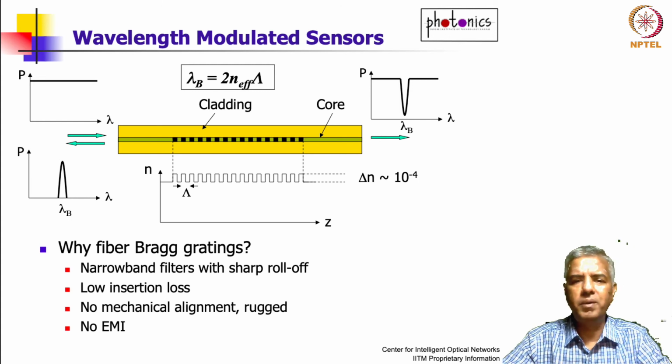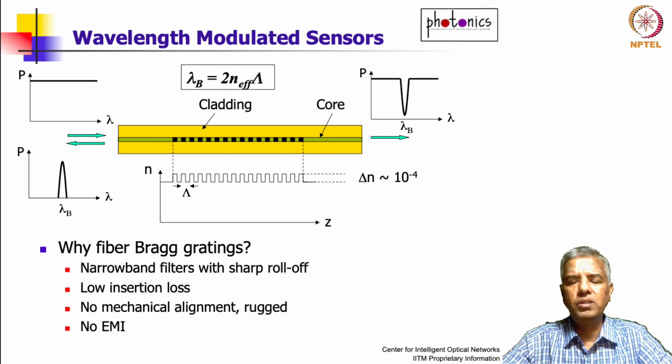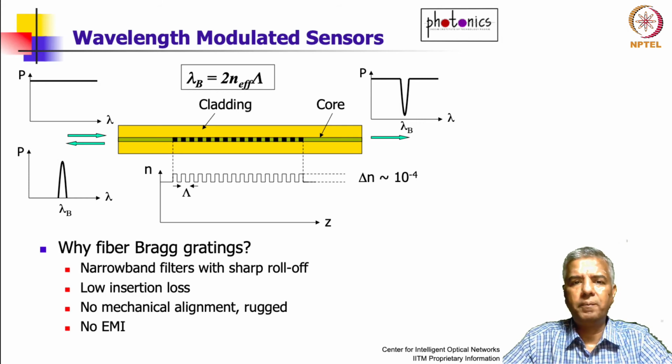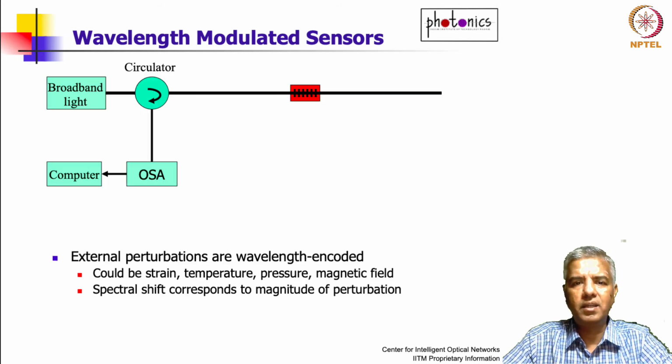It's an all-fiber device, so very low insertion loss. There's no alignment required, and more importantly, from a sensing perspective, there is negligible electromagnetic interference for this type of activity. So how can this work like a wavelength modulated sensor?